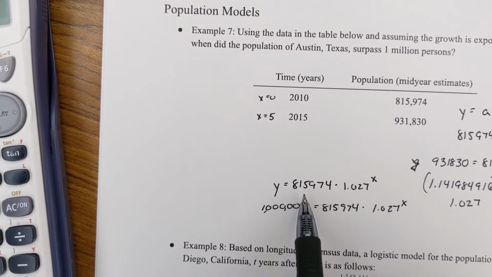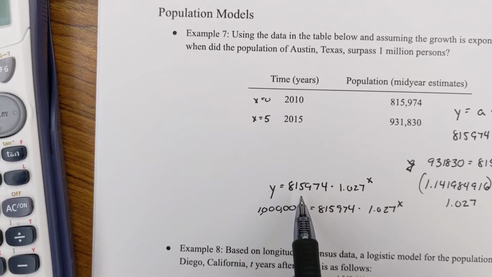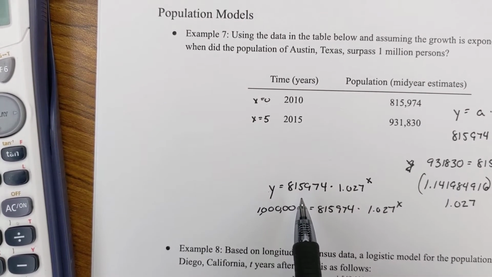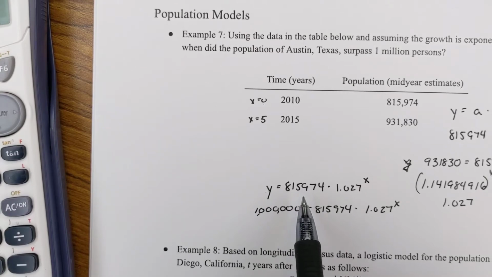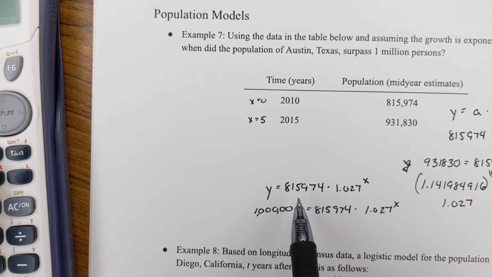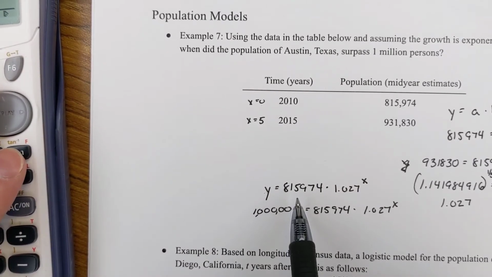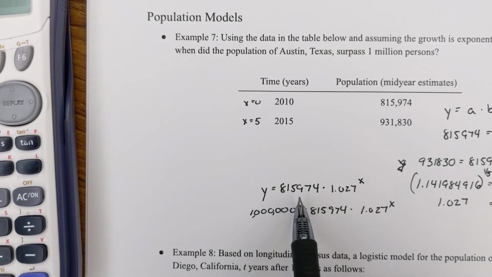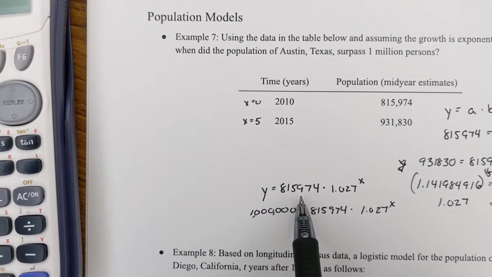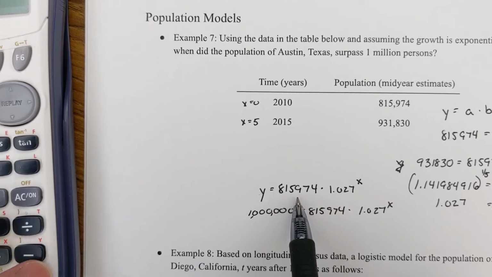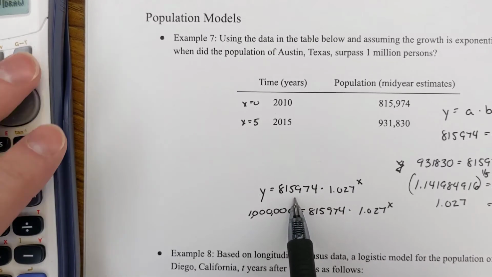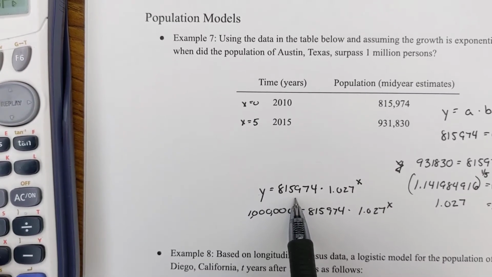815,974 times 1.027 raised to the xth power. Draw. And then I want to, let's see, G-solve. I want an x calculation. So I want to know, when is the y value 1 million? Uh-oh. I didn't have my zoom set. So zoom, we'll do auto here. See if that'll fix it.